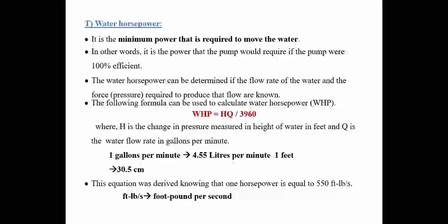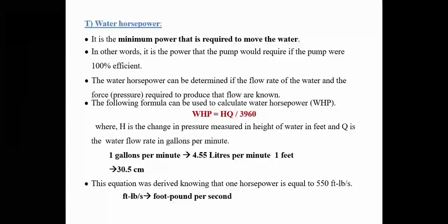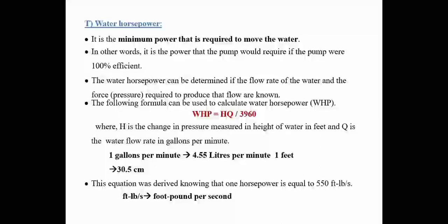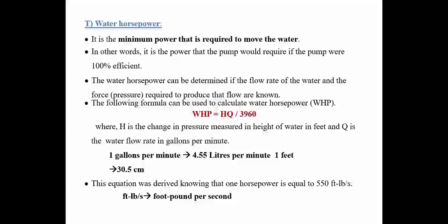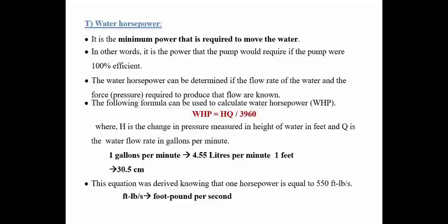Now another very important term is the water horsepower. It is the minimum power that is required to move the water, and it is expressed by an equation. WHP is equal to HQ divided by 3960. 3960 is a unit conversion term, H is the head or pressure head, and Q is the discharge. H is in the unit of feet and Q is in the unit of gallons per minute. I have given the gallons per minute and feet here.